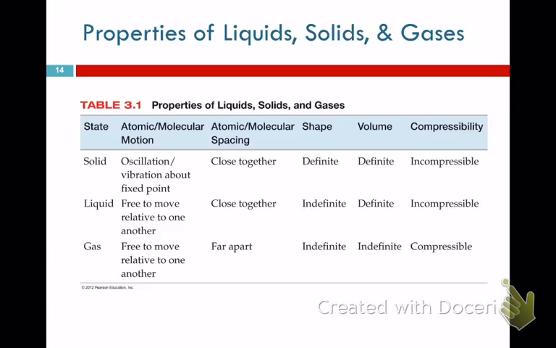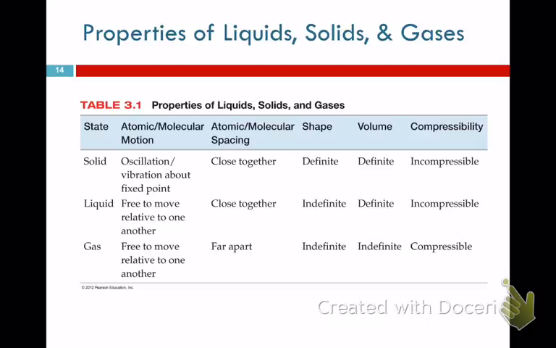Okay? So just a little summary chart. This is a good thing to know well. Gases are free to move relative to one another. They're really far apart. That gives us the density. The shape, we say, is indefinite, and it's compressible. In terms of energy, gas of a type of material is always the highest energy state. That's not on this chart.